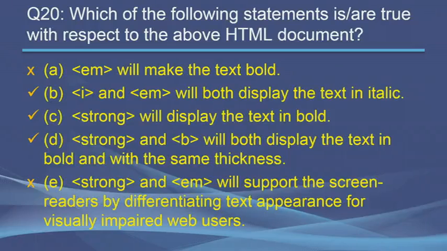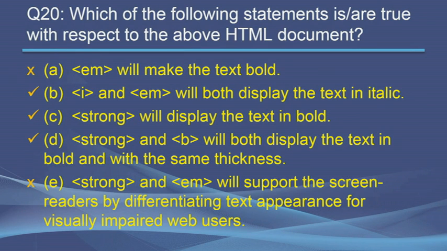The EM tag, or the emphasis tag, will make the text bold. Now that is incorrect, because the emphasis tag basically makes the text italic. So A is incorrect. B, the italic tag and the emphasis tag will both display the text in italic, which is true and correct. The strong tag will display the text in bold, that is also true, same as the bold tag. So option C is correct. Option D, the strong and the bold tag will both display the text in bold with the same thickness. So that is also correct, because both of them display bold text with the same thickness.